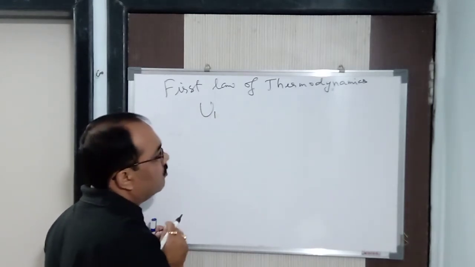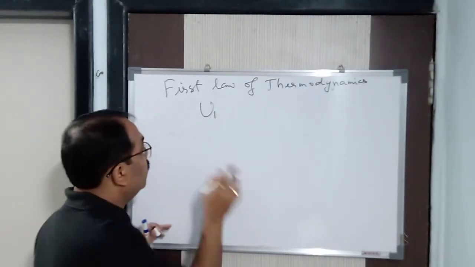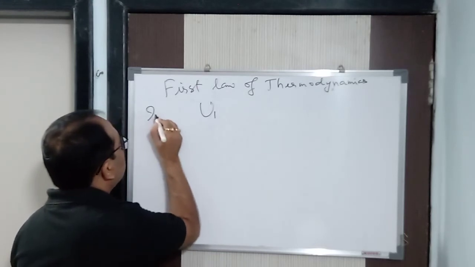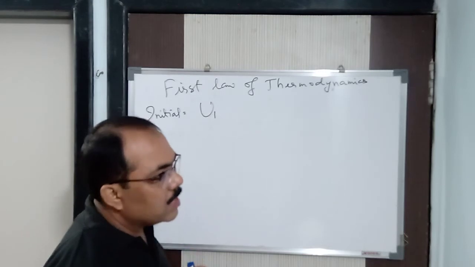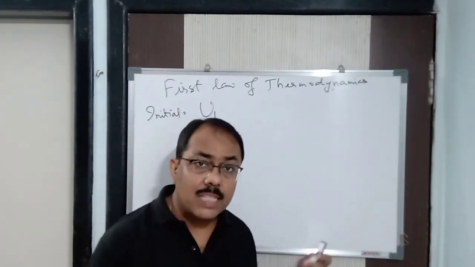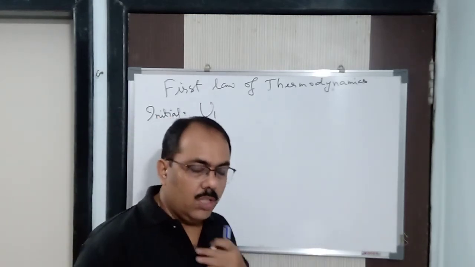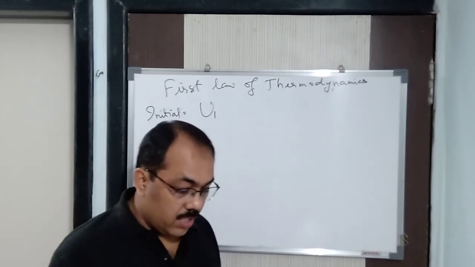Initial internal energy of a system. You may write it down here. This is the initial internal energy of a system. I'll take the internal energy as U, capital U. You may take it as E also, no problem, but I'll take it as U. Clear? Now, the initial internal energy is U1.